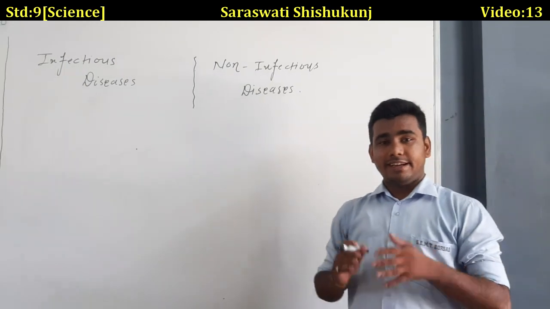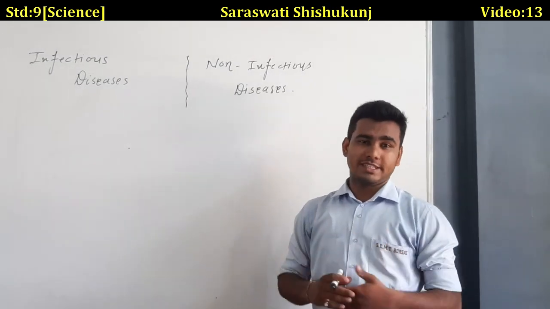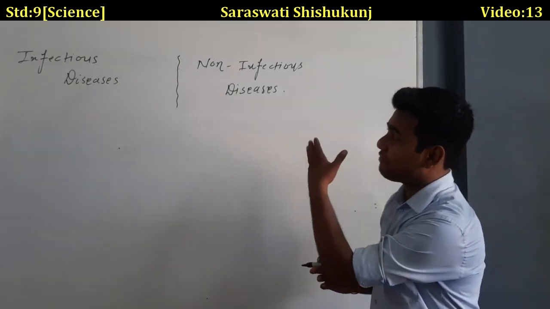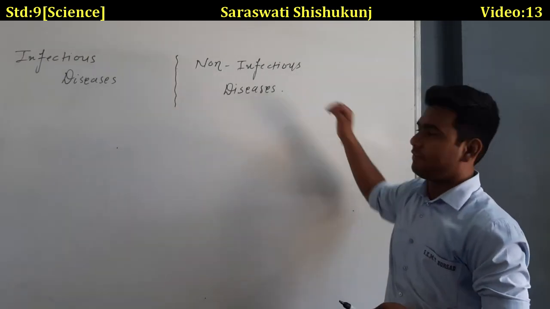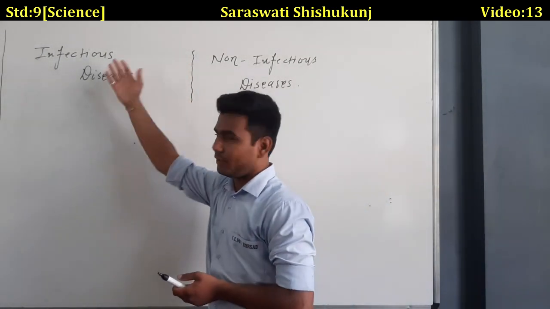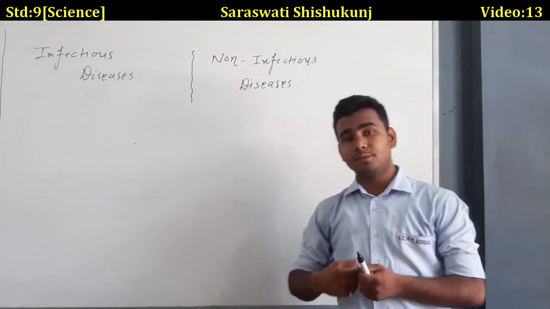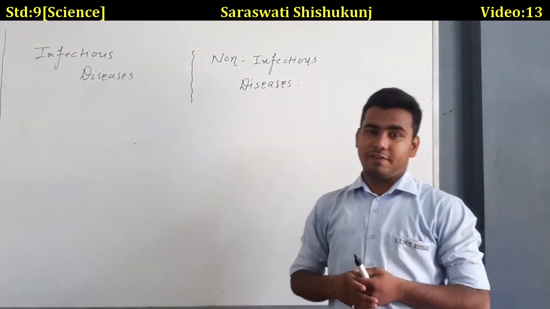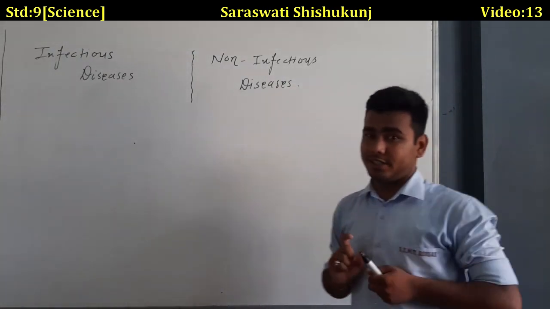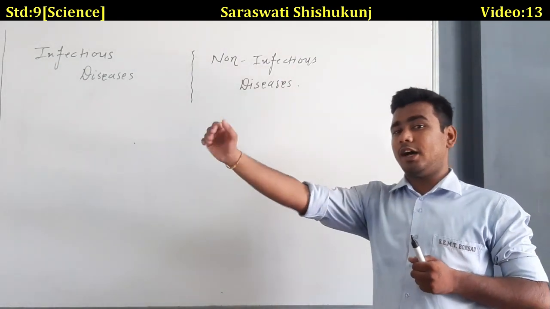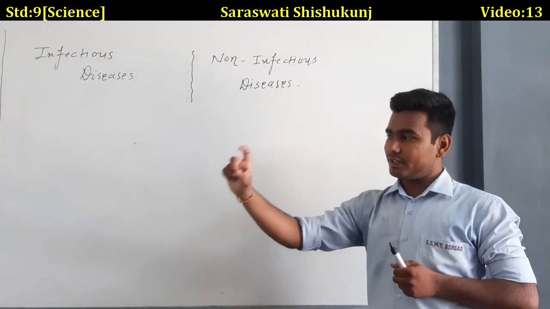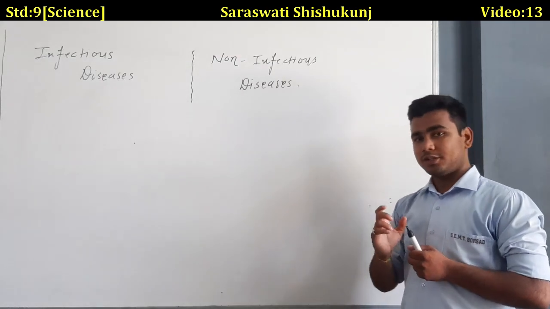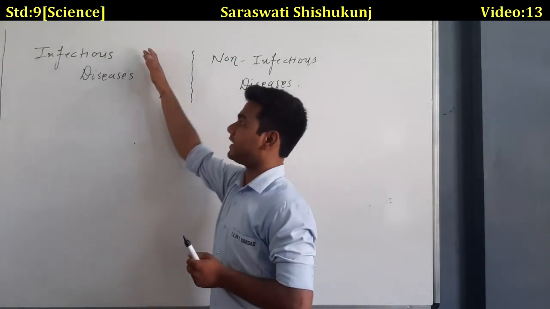As we discussed, some diseases and their causes, internal causes and external causes. Now we will discuss infectional disease and non-infectional disease. From the name, you can identify. An infectional disease means one which is caused by infection, and a non-infectional disease means one which is not caused by infection. Here, when a healthy person comes in contact with another person who is infected with some disease, and that disease is passed to the healthy person, we can say that the disease is an infectional disease.